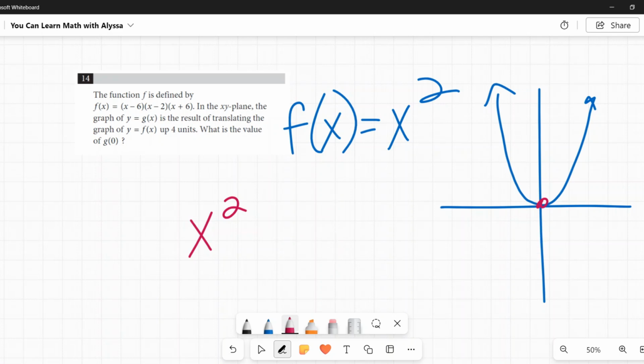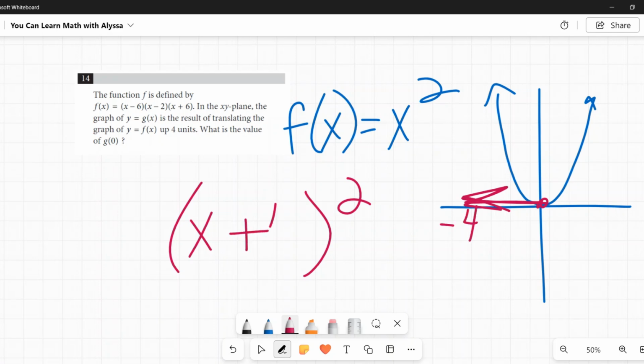If you want to move it left and right, then that goes inside, not outside, and it's going to be the opposite. So if I wanted to move it to the left 4, toward the negative 4, I need to add 4 on the inside. If I wanted to move it to the right 2, toward the positive 2, I need to subtract 2 on the inside. That's up, down, left, right.